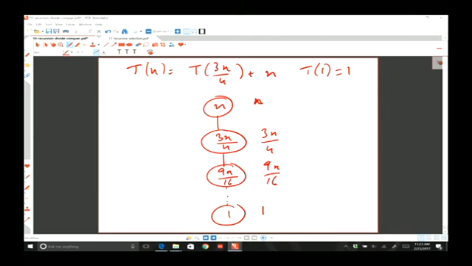Yes, that gives an upper bound, but here the work is going down dramatically. If you put n here, clearly it's an upper bound, but it is not n, it is 3n over 4. It's going down by a constant factor, then by another constant factor. So the total work is n plus 3n over 4 plus 9n over 16 all the way to 1.